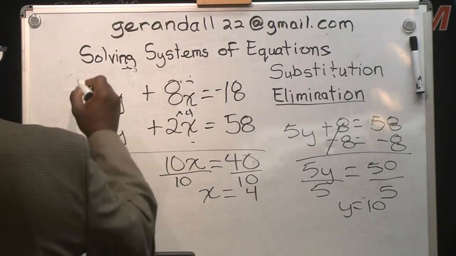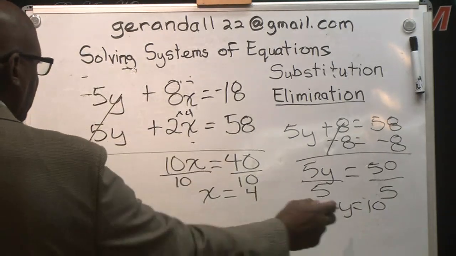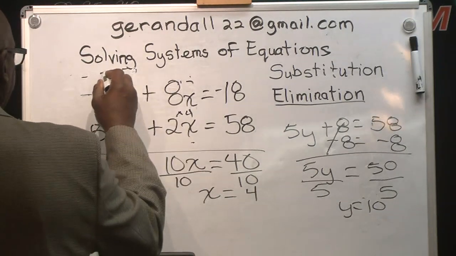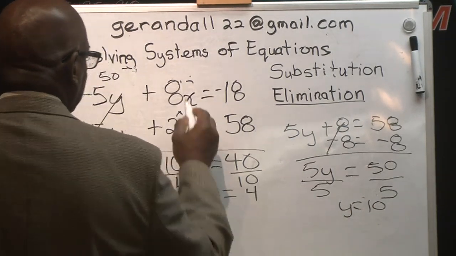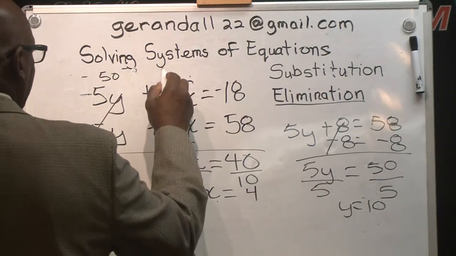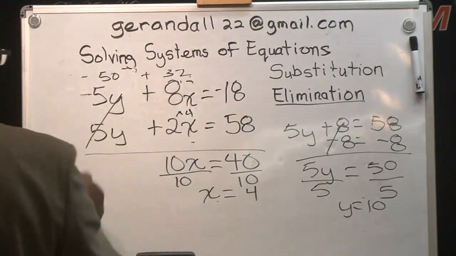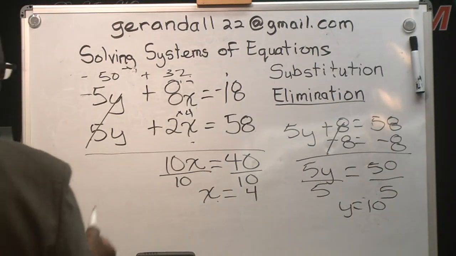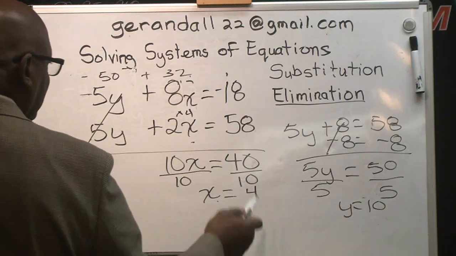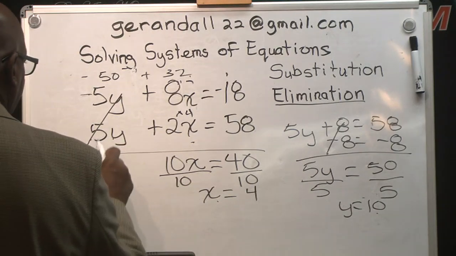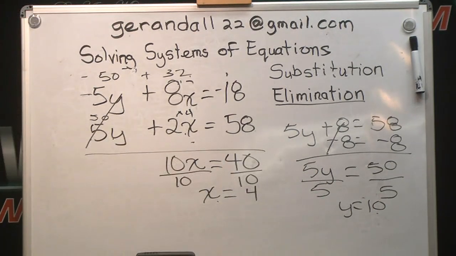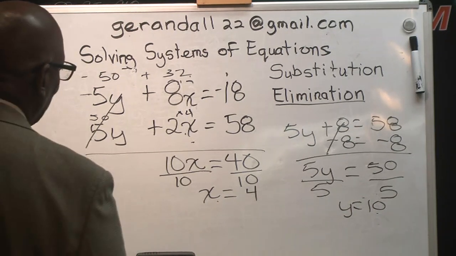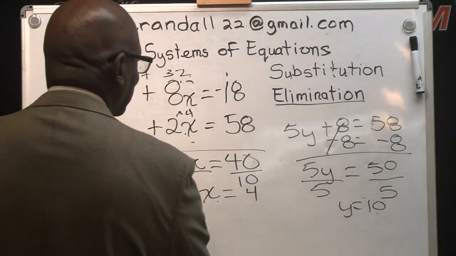Okay? So a minus 5 times 10 is a minus 50. And then x, which is 4, times 8 is 32. And when you add those two, you get minus 18. And down here, we've got y equals 10, that's 50. Plus 8 is 58. You got two true statements. Okay. Now, we've looked at the way to solve a problem via elimination.